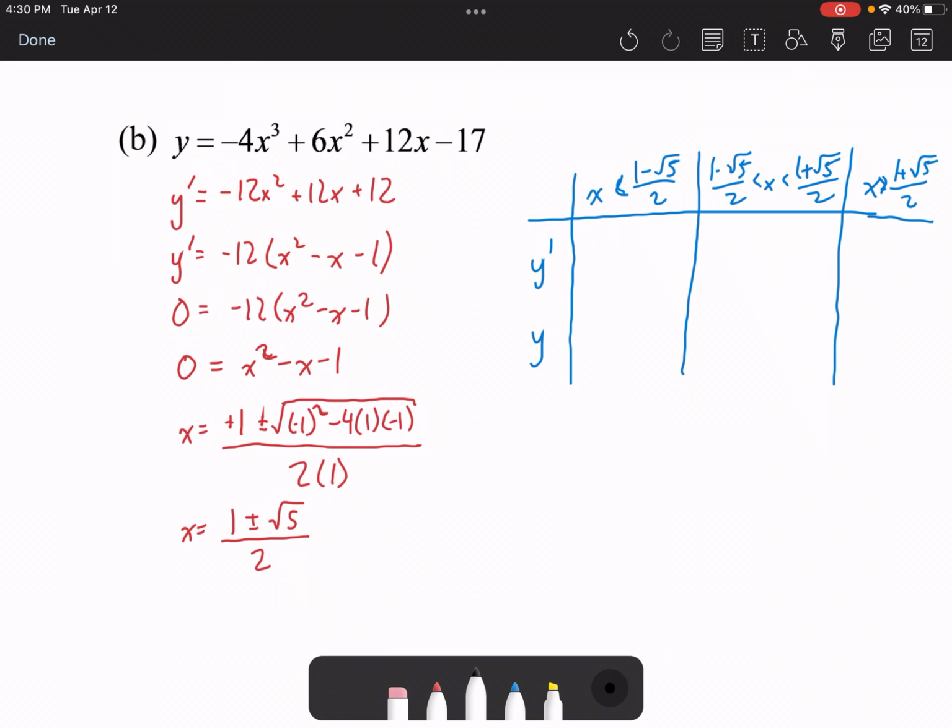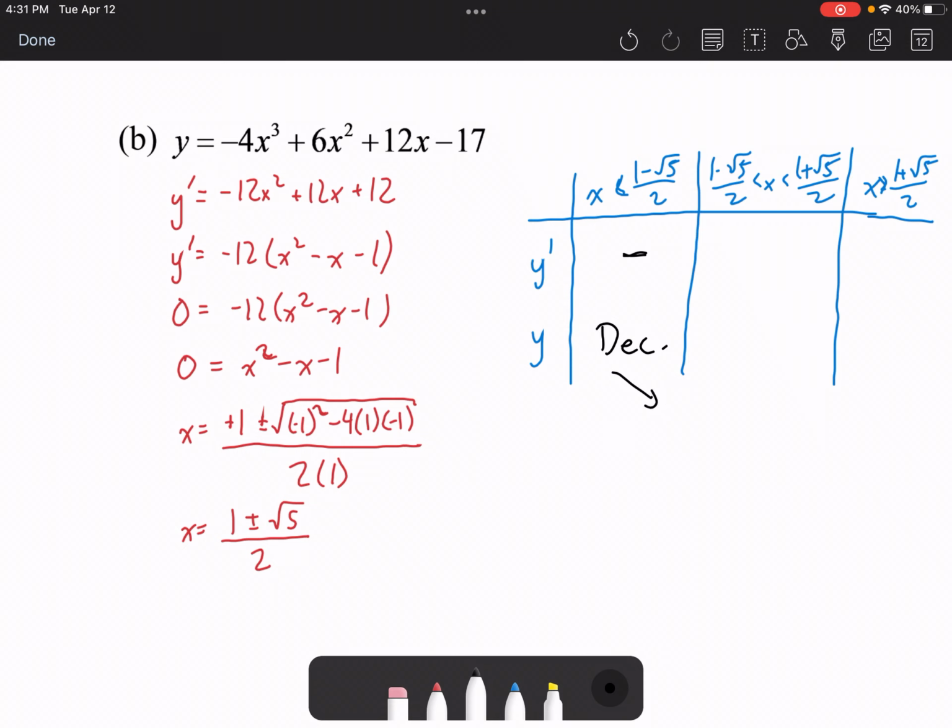Okay, so we need to choose a value less than 1 minus the square root of 5 over 2. I know 1 minus the square root of 9 over 2 is smaller. So that's 1 minus 3, which is negative 2, over 2, which is negative 1. So choose a value, let's say negative 1. Substitute it in. This will give you a negative value. So that means our function is decreasing to start with.